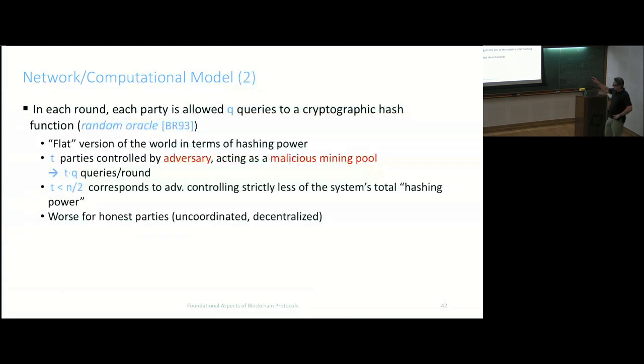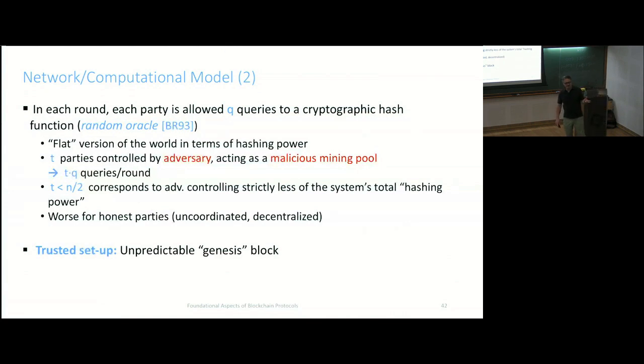And intuitively, in this situation, the adversary corrupts parties and they can coordinate, but the honest parties go solo. They're doing their own thing, so they're in worse shape than the adversary. And for now, we're going to assume some sort of what we call in crypto trusted setup, which is an unpredictable genesis block. Think of a CRS, a common reference string, that a trusted party publishes at some point, and everybody starts using it. And later, we're going to see that this is not needed.